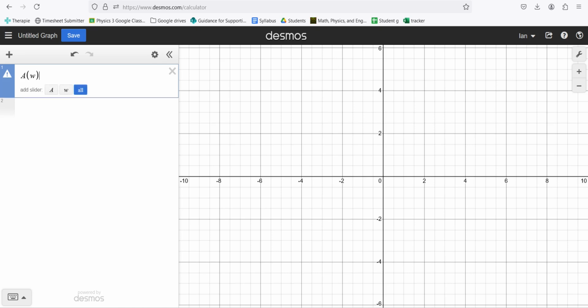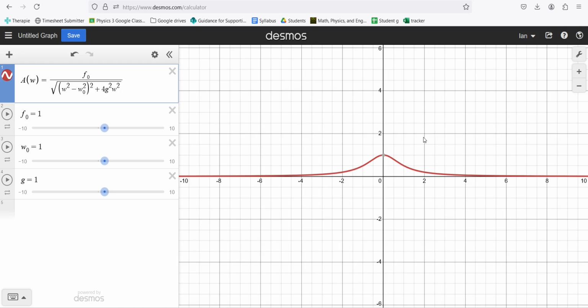So here I'm writing the expression for A that we found, and we're going to start looking at it a little bit so we can see the behavior of resonance. We found that A was F naught divided by the square root of (omega naught squared minus omega squared) all squared, plus 4 gamma squared omega squared. We want to see how this amplitude changes as a function of omega. And so there it is.